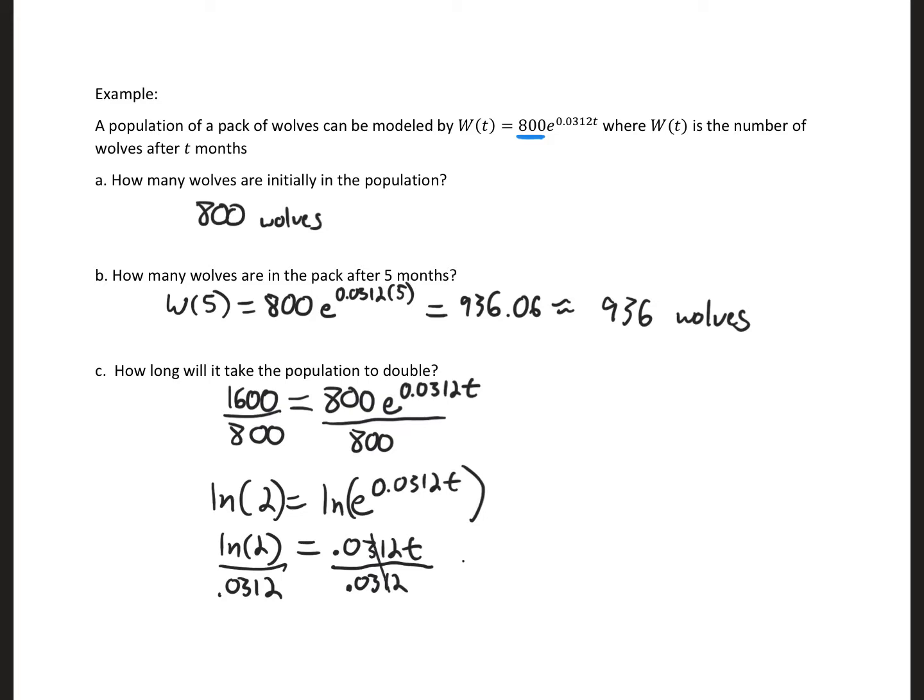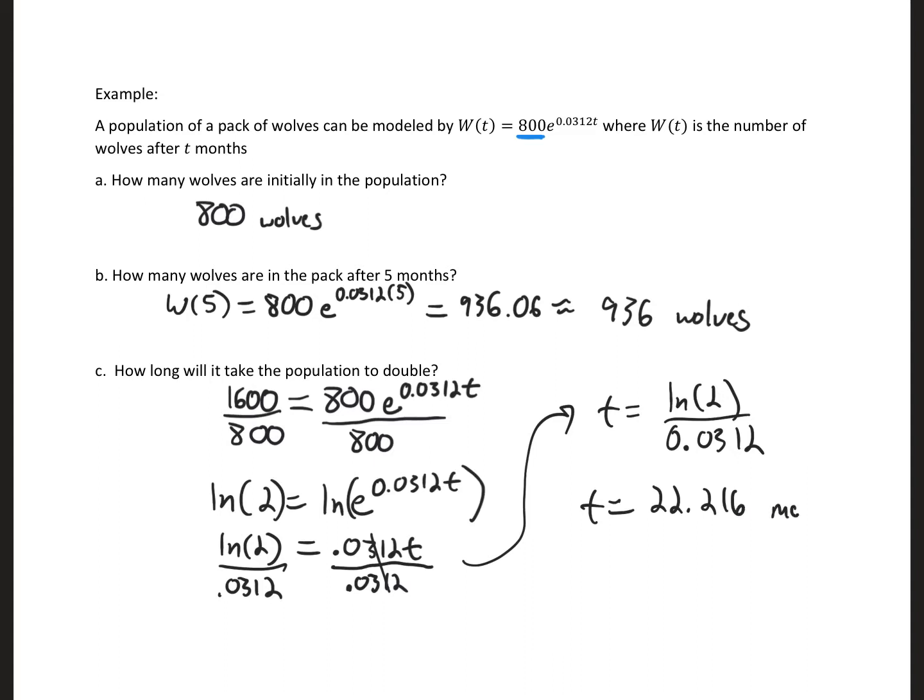Let me move that up here. t equals natural log 2 over 0.0312. And I'll show you in the video below how to compute that on your graphing calculator. But you'll get 22.216. And so that is in months. And depending on how you're asked to round, we could say that's about 22 months.